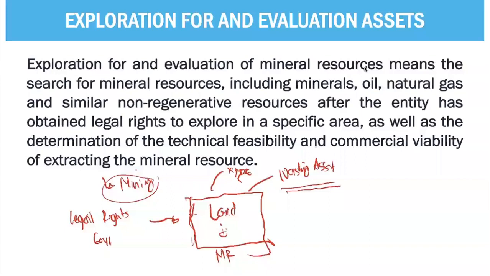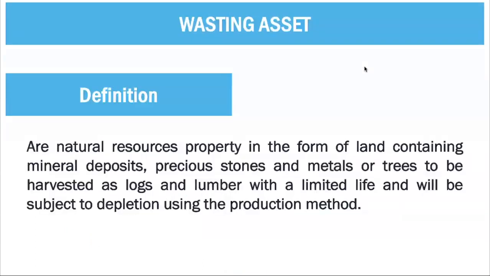A wasting asset is a natural resource property, which is in the form of land, as we said, which contains minerals, precious stones, and metals, or trees to be harvested as logs and lumber, with limited life, and will be subject to depletion using the production method. So generally in wasting asset, we first recognize it and we should look into our initial measurement. Then we will deplete it.